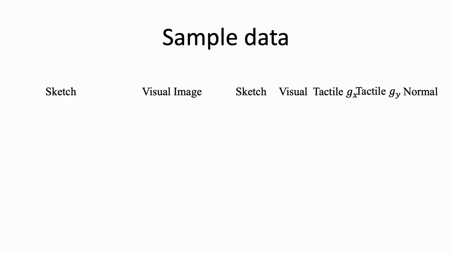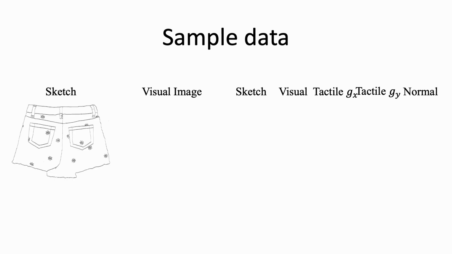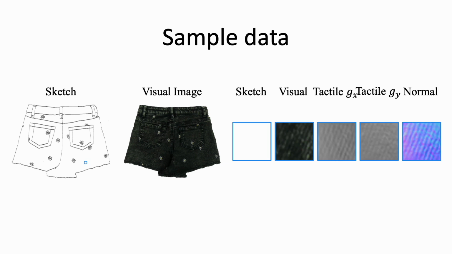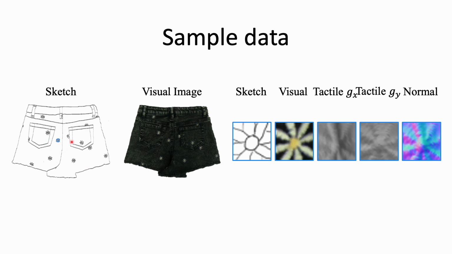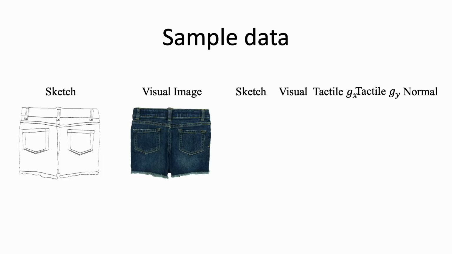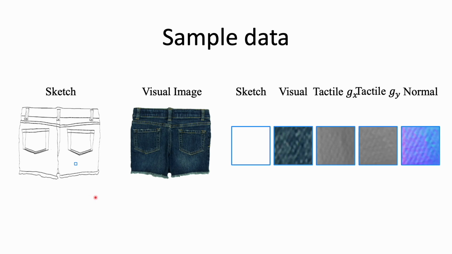Here are examples of our collected data. For each object, we have one full sketch, one full visual image, and about 200 tactile patches covering about 1/6 of the total area. The bounding box of the patch is shown in blue in the sketch. Given the coordinates from the marker tracking, we crop the sketch and the visual image accordingly to show the correspondence. Here's another material to show different textures.